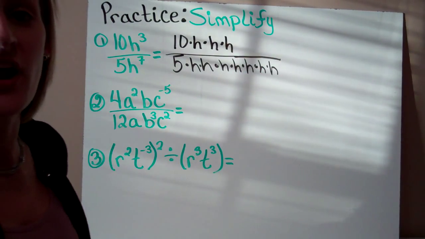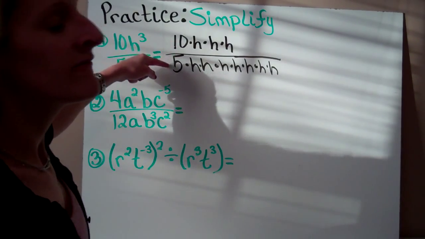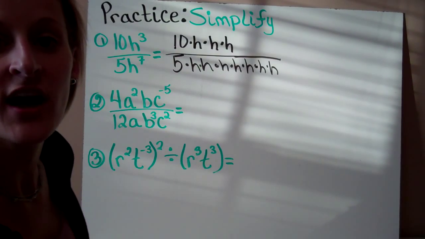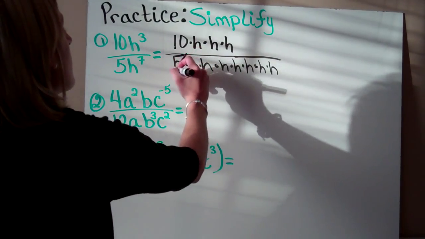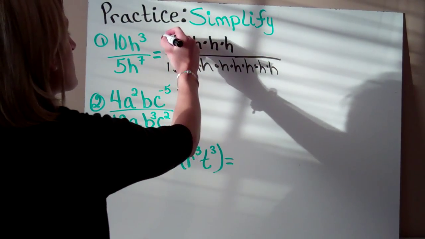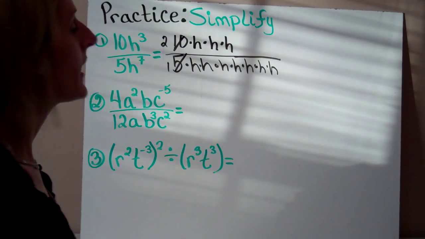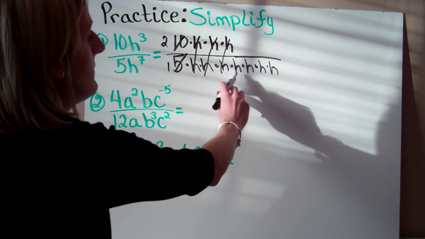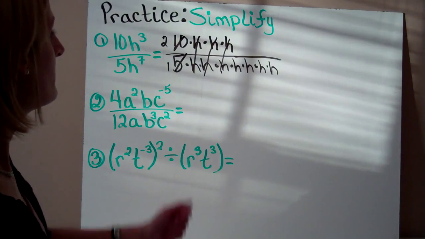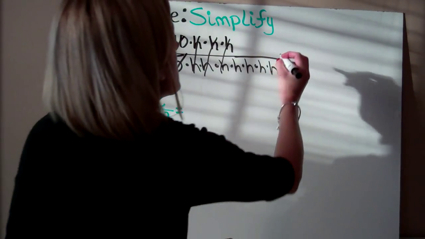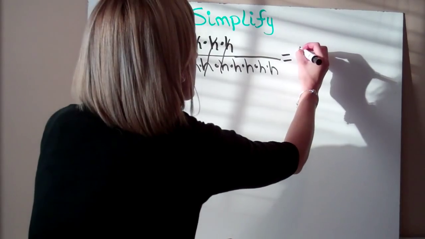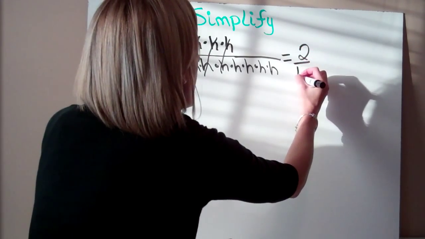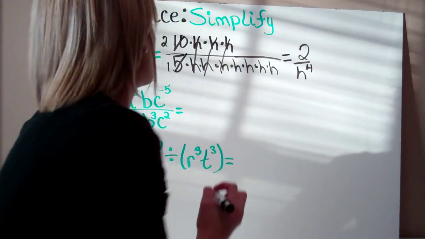Okay? So it's like a fraction. 10 and 5 have a common factor, which is 5. So 5 goes into 5 one time, and goes into 10 twice. Those h's simplify out, that one, that one. I'm left with 4 on the bottom and a 2 on top. So if you simplify it, you're going to get 2 over h to the 4th power.